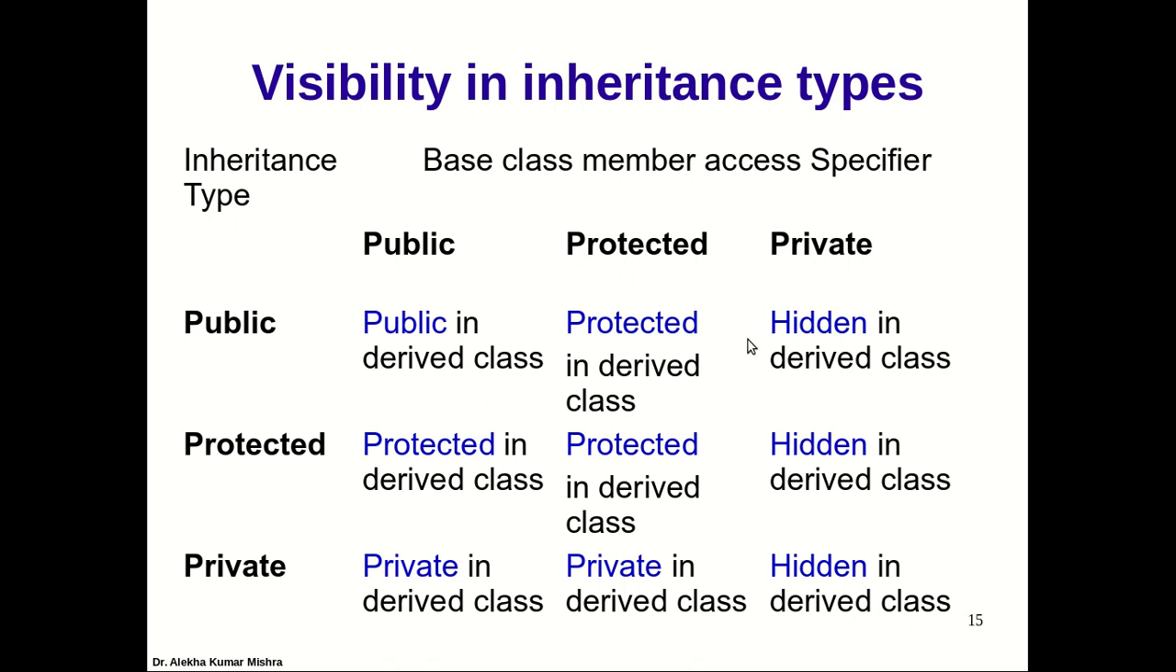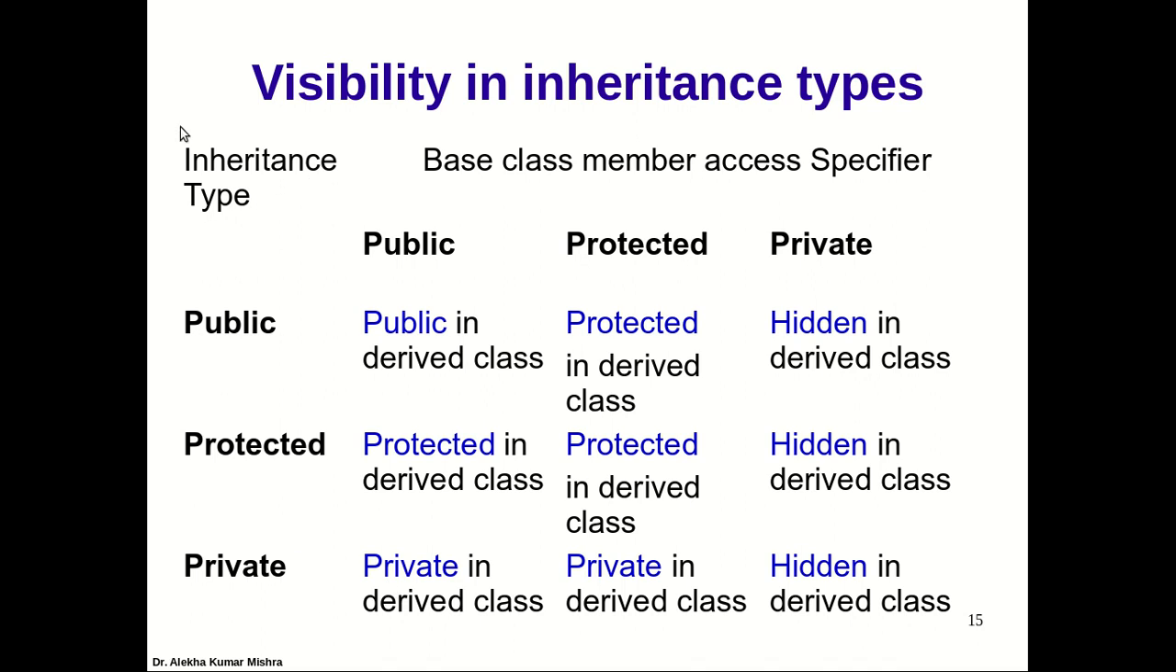We'll show how they are hidden, because we can verify the size. You can check this by the size of the object of the derived class: the private data will be inherited but hidden, and cannot be accessed. Next, when the inheritance type is protected, all the public members of the base class will become protected in the derived class. The protected data members will remain protected and private is hidden.